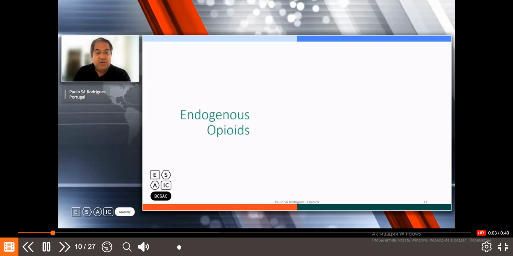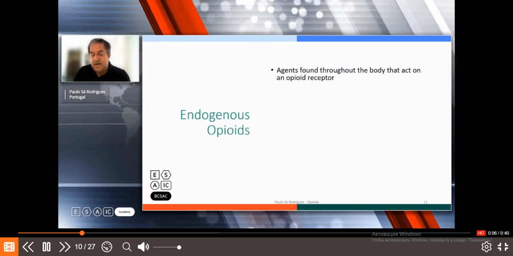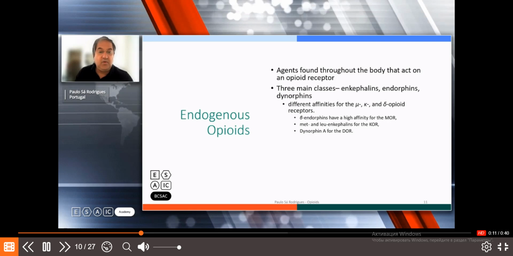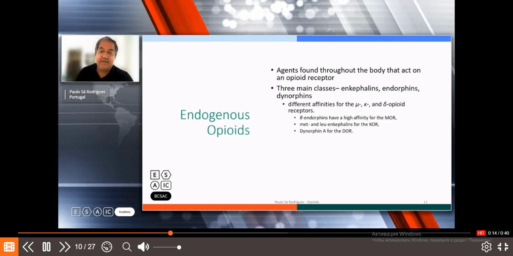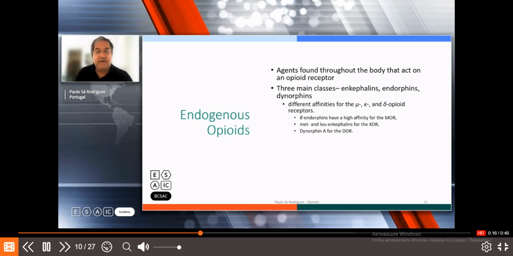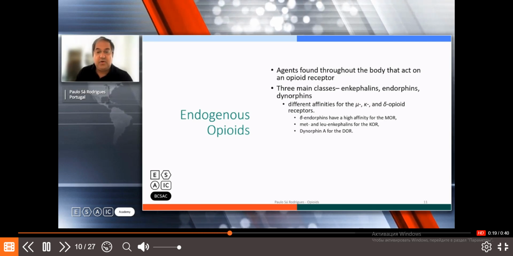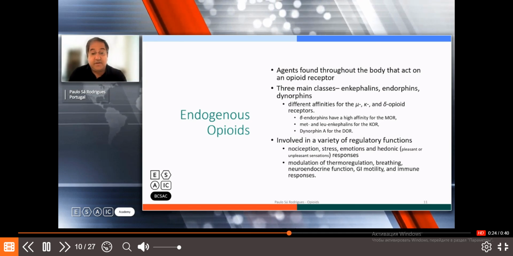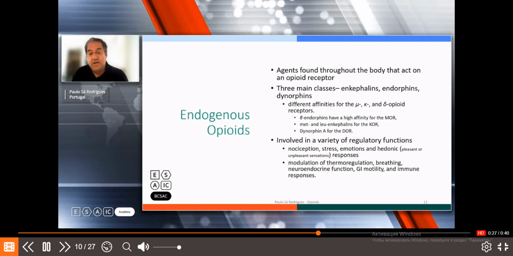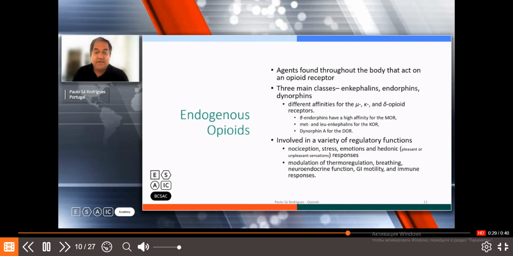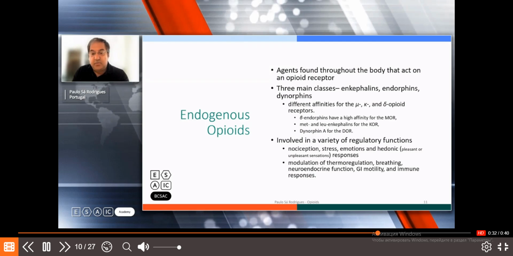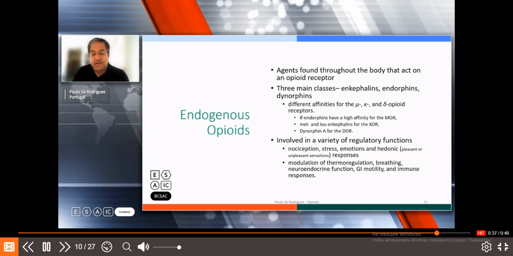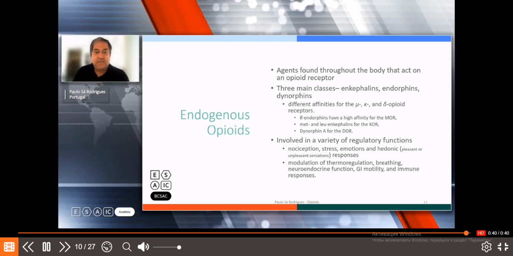Finally, we have endogenous opioids, and these are agents found throughout the body that act on an opioid receptor. We know three main classes, the enkephalins, endorphins, and dynorphins, that have different affinities for the opioid receptors. They are involved in a variety of regulatory functions, such as nociception, stress, emotions, hedonic responses, and on the modulation of thermoregulation, breathing, neuroendocrine function, gastrointestinal motility, and immune responses.